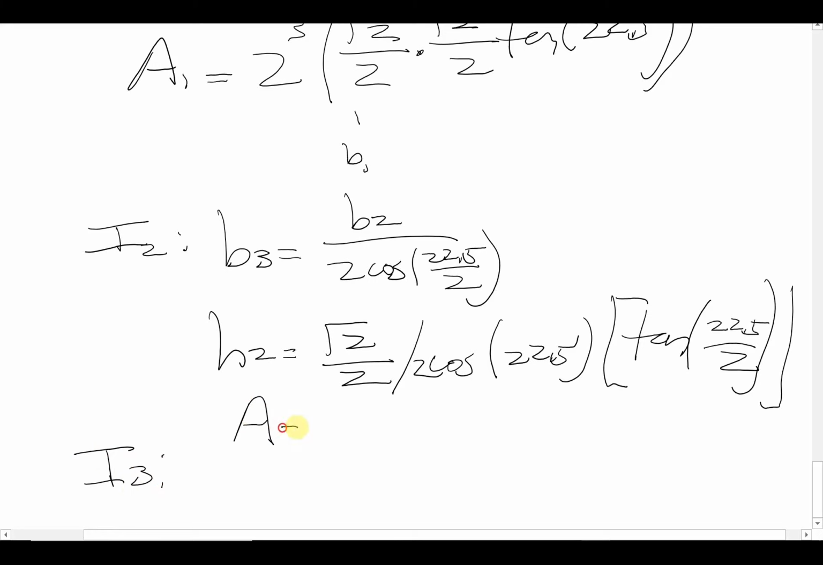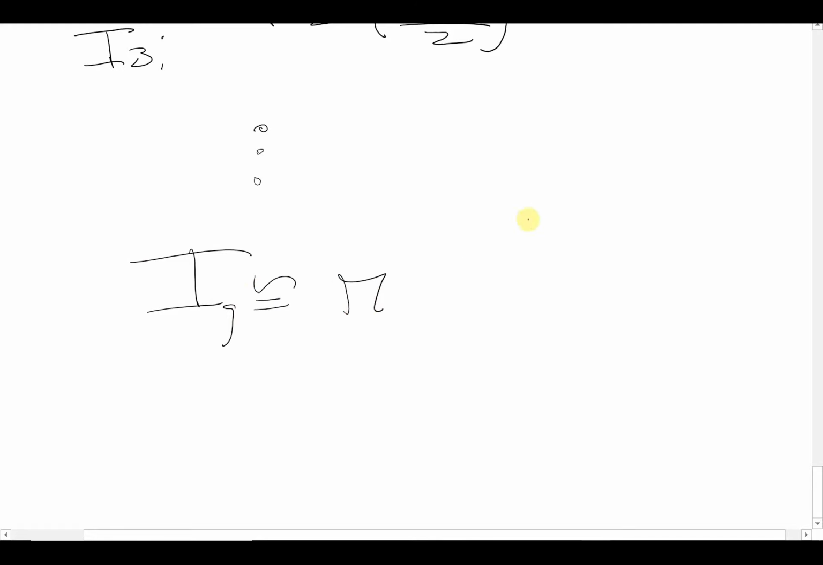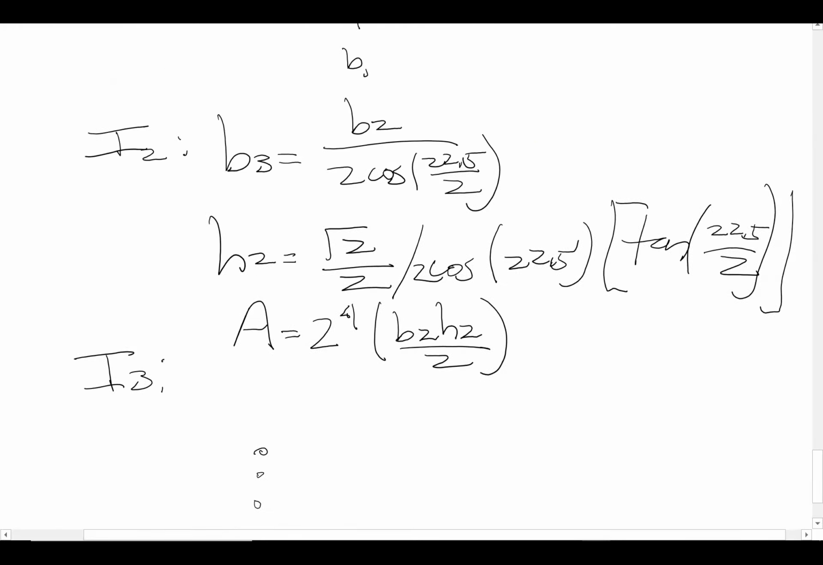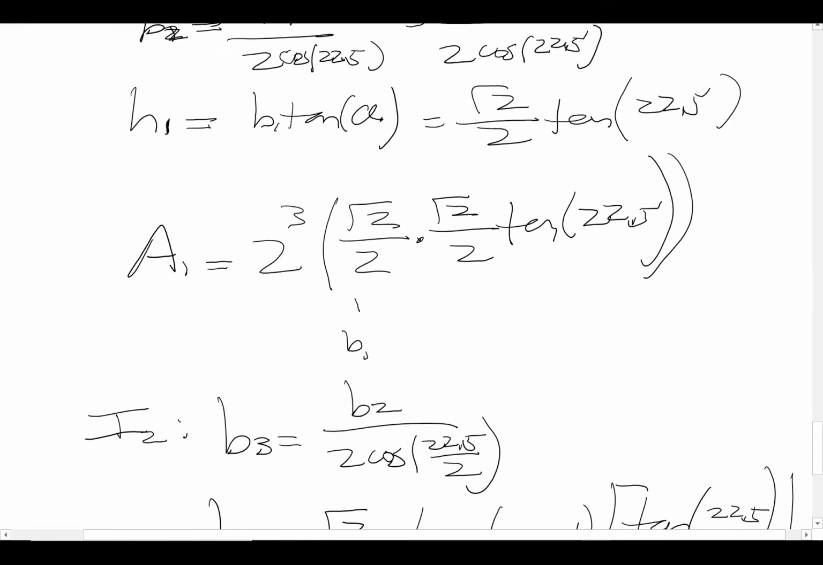We know it's going to be 2 to the 4, and we have B2 H2, and you keep going on. As you keep progressing, usually if you reach iteration 9 or so, it's approximately equal to pi. Basically it converges very fast to pi, I believe in like 6 or so iterations. So there you have it. That's the way to derive pi.